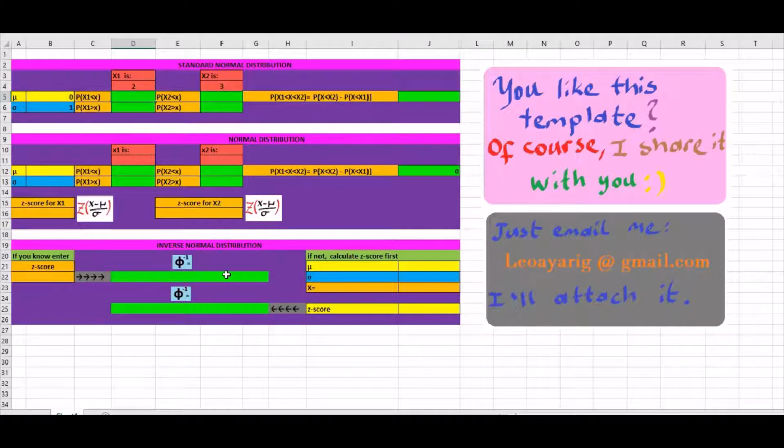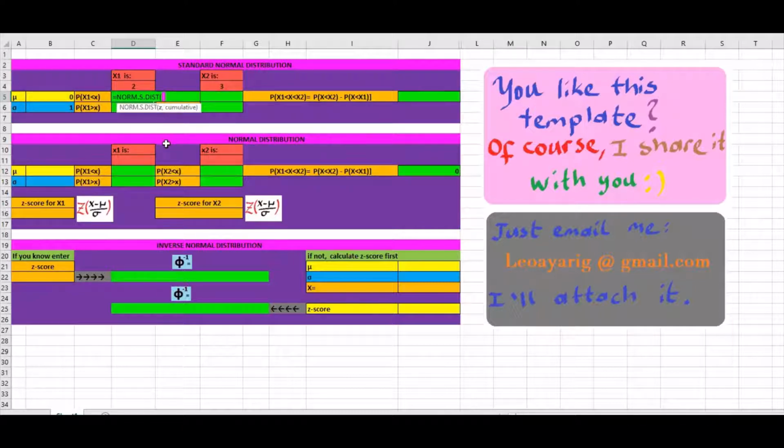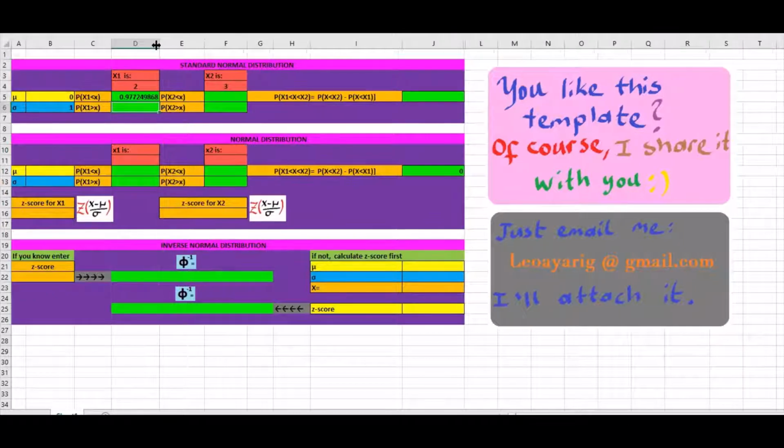Here the function we're going to write is equal sign, and click the letter N on the keyboard, and automatically the ready functions will come out. So you're going to click on norm.s.dist, double click, and we have two parameters here. The first parameter will be the x value we are computing, comma, the second parameter will be true, close parenthesis, enter. True is cumulatively adding. So this is the probability that x is less than 2, which is 97.72%. This is one of the most accurate calculators, and if you need more digits, you can expand it.